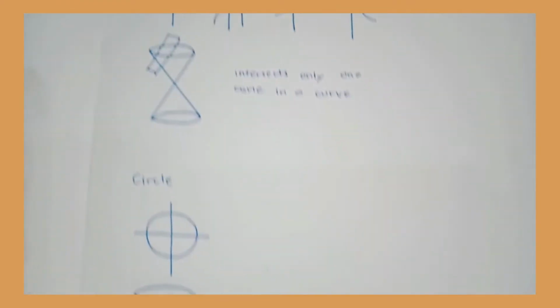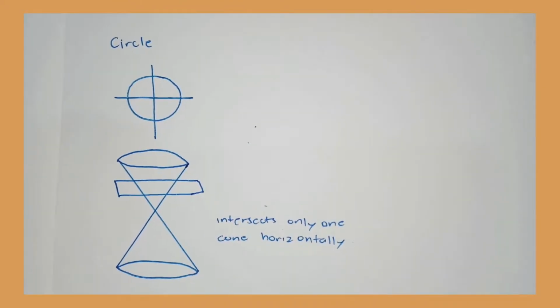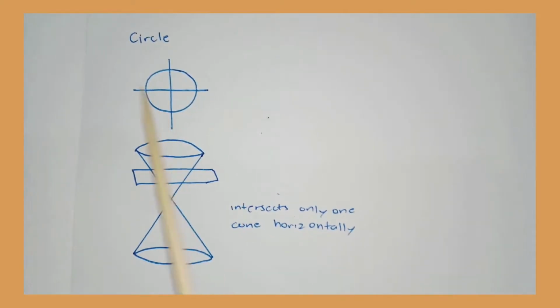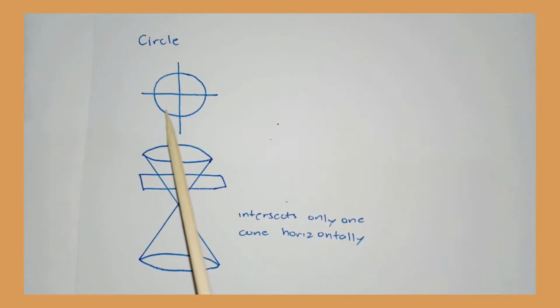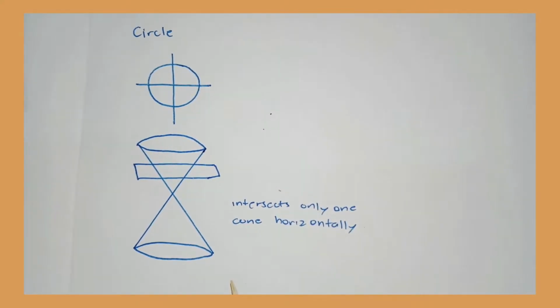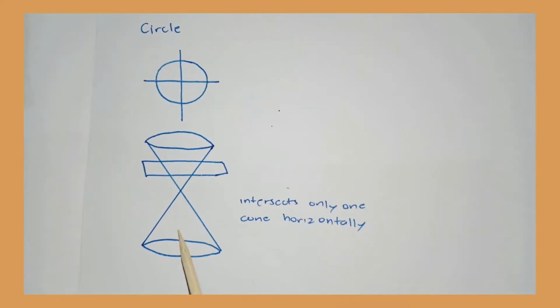Another type of the conic sections, we have the circle. Yung circle naman, pag graph natin siya, syempre, circle. And then, ano yung itsura niya when it comes to the double right circular cone? So, ito yung dalawa nating cone.